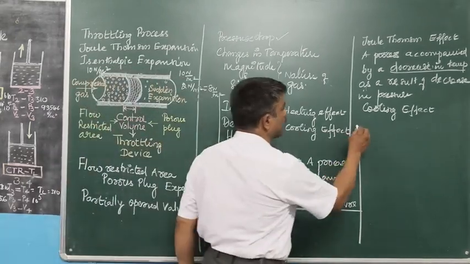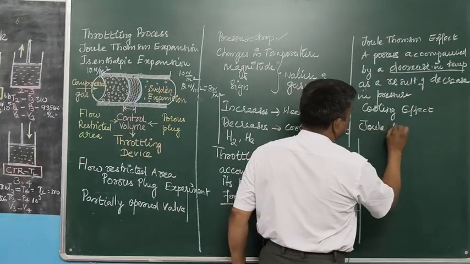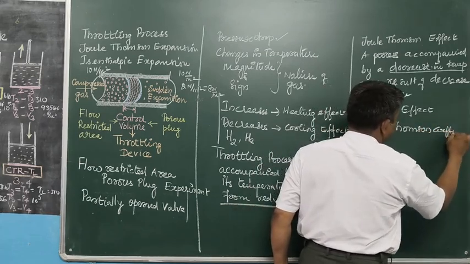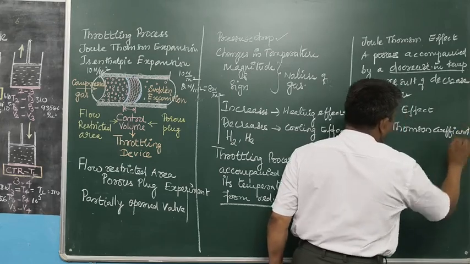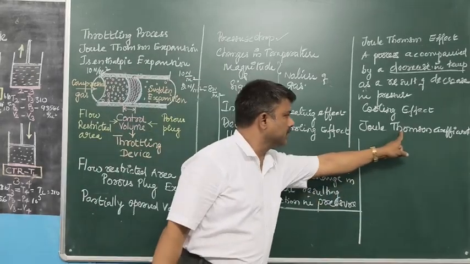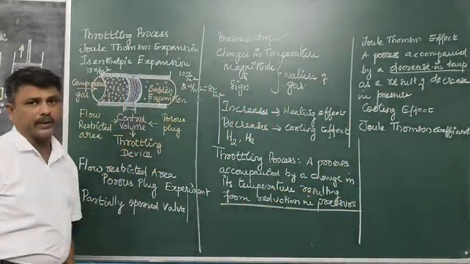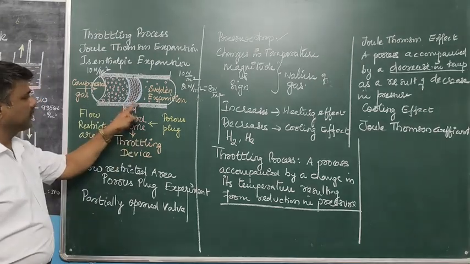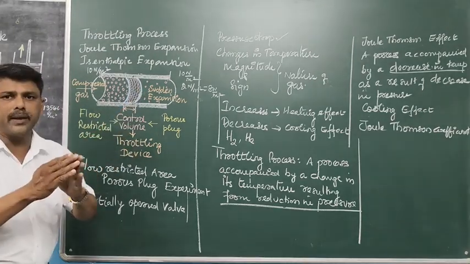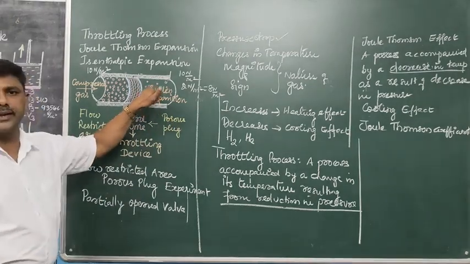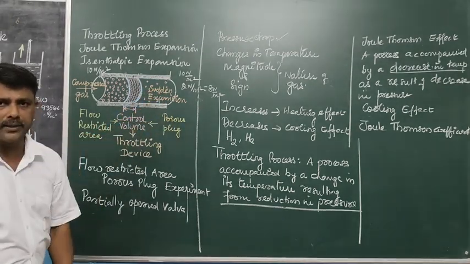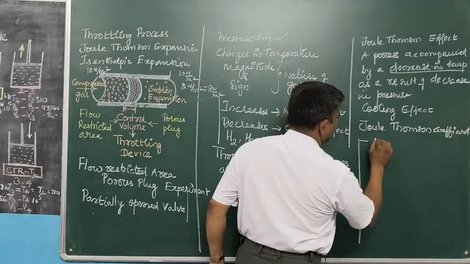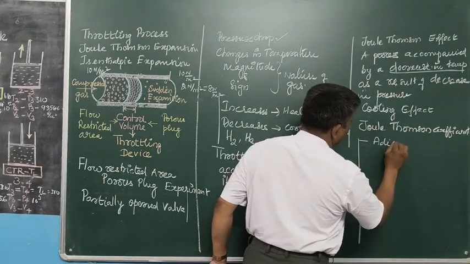What next? Joule-Thomson coefficient. Before entering into this discussion, coming to the picture or experiment. See, in this end, that means at the edge of the throttling device, the gas expands suddenly. The process is sudden expansion. Due to sudden expansion, the process may be assumed to be adiabatic expansion.